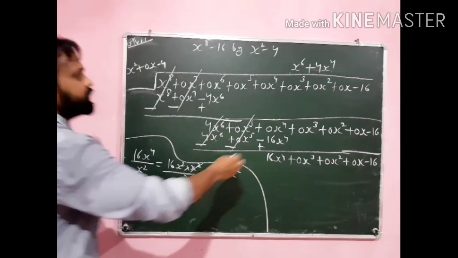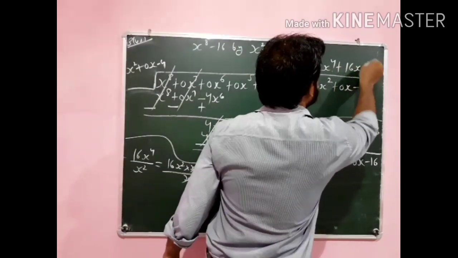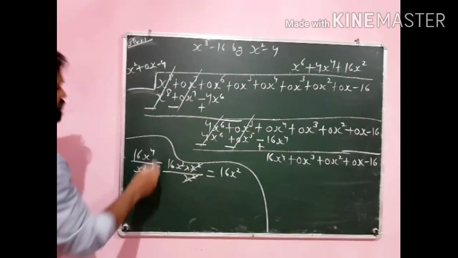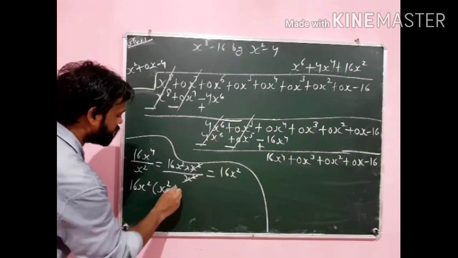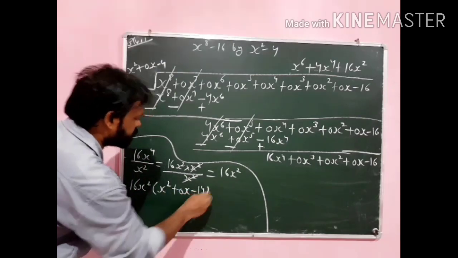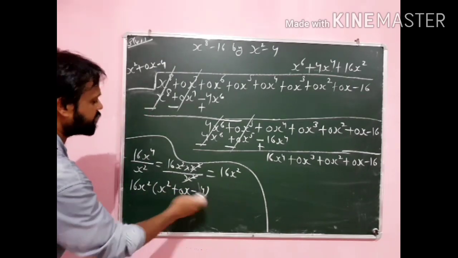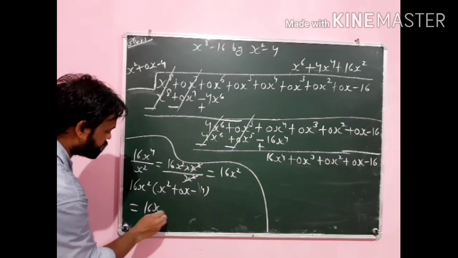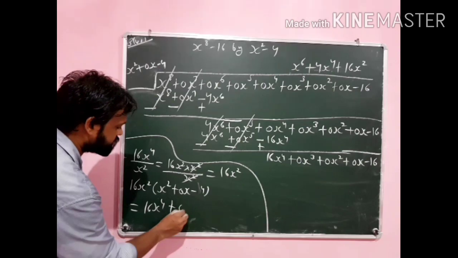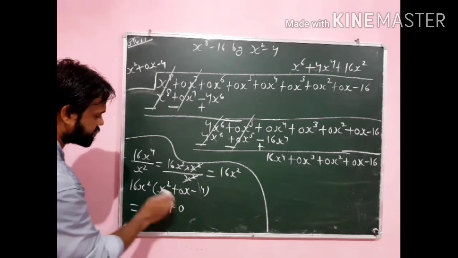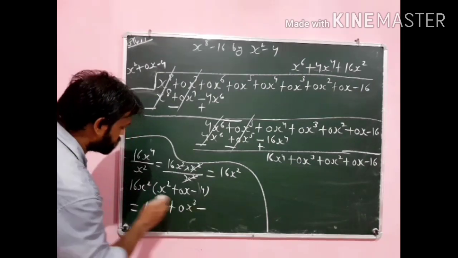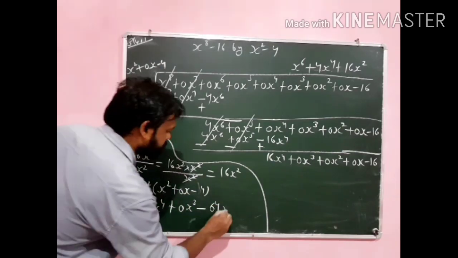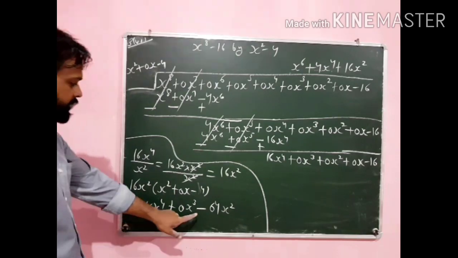So now write down this 16x square here and multiply this 16x square with the divisor. It is x square plus 0x minus 4. Oh, sorry, this is minus 4. And now multiply. It will become 16x raised to power 4, 2 plus 2 is 4, plus 0 or 16 times 0, 0x raised to power 3, and minus 16 times 4 is 64. So it will become 64x raised to power 2. Now write down here.